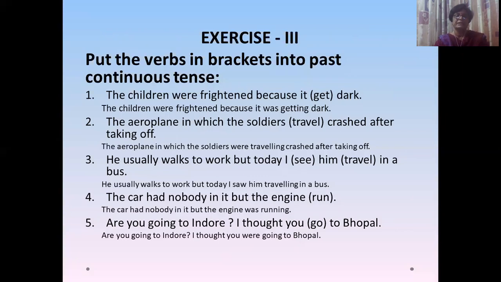The third sentence: he usually walks to work, but today I see him travel in a bus. So we have two verbs, see and travel. Let's see how I'm going to change the sentence according to the instructions. He usually walks to work but today I saw him. In the first blank, we have changed it into the past indefinite form. Saw him traveling in a bus.